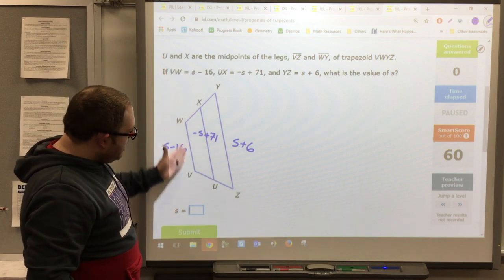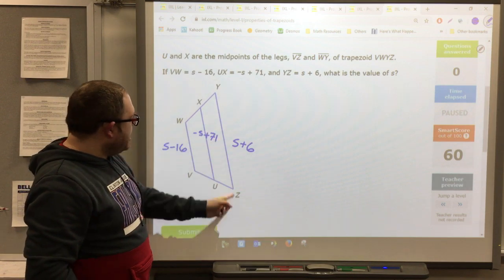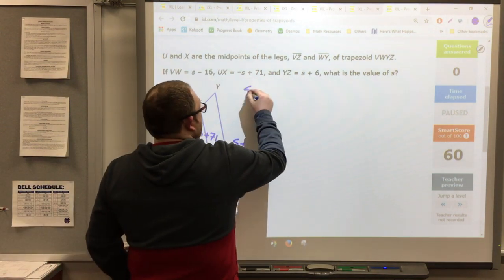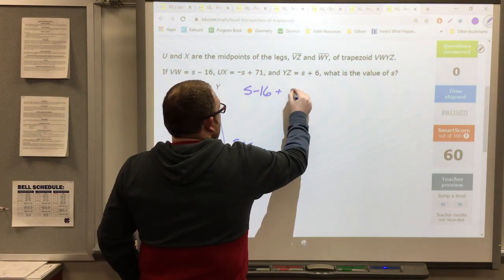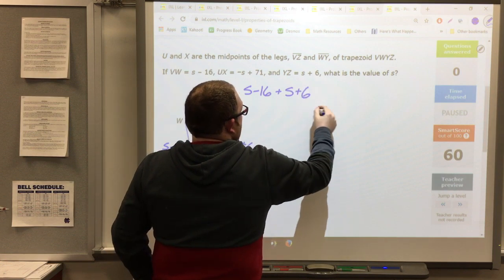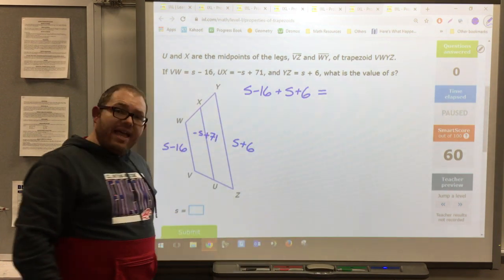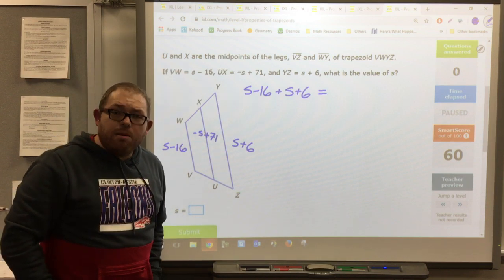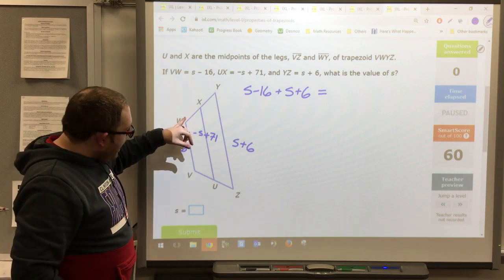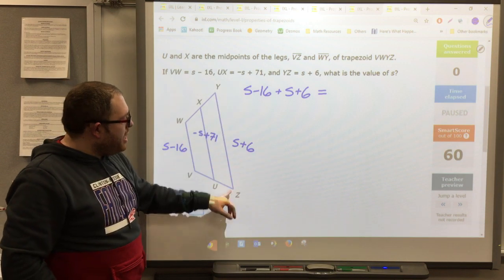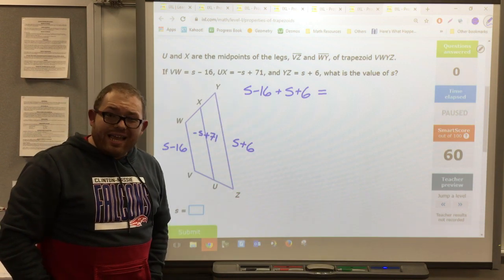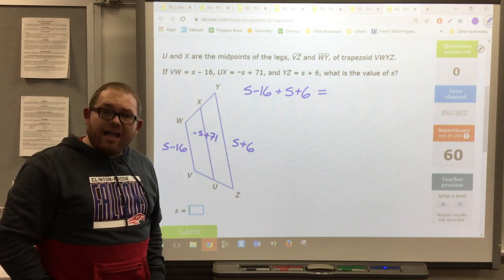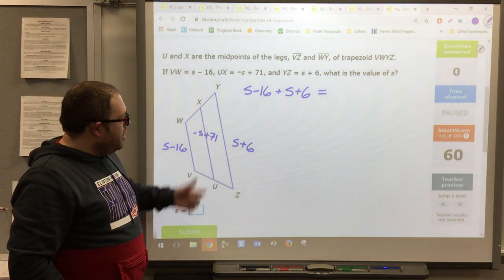If you want to try one of these problems, here's how you do it. Take the shortest segment, take the longest segment, and add those together. Then take the segment that's in the middle, and you're going to double it. Because if you were to add the smallest one to the biggest one, it's going to be equal to the one in the middle if you added it to itself. So we're going to double the one in the middle.